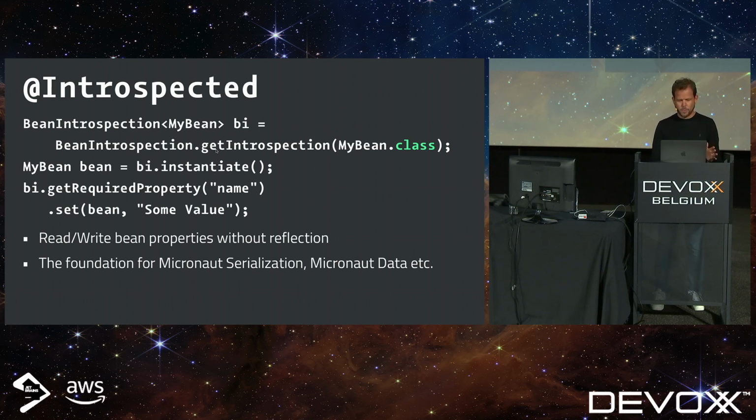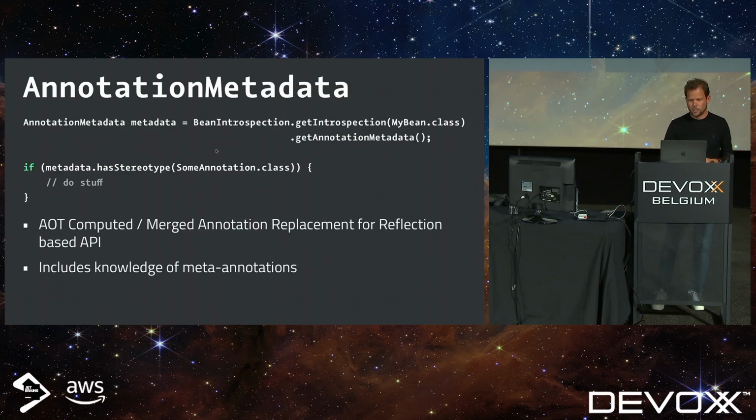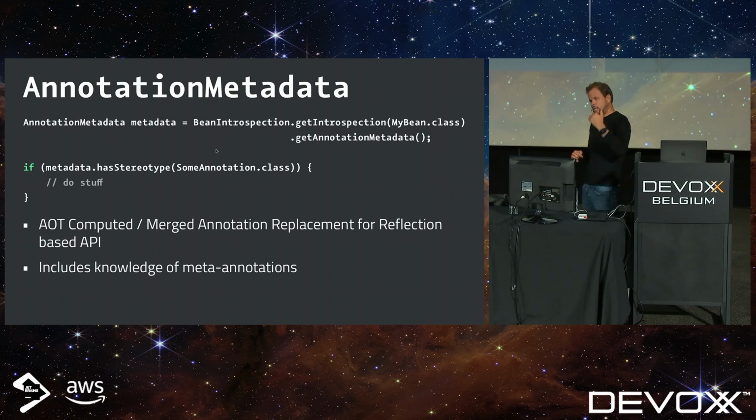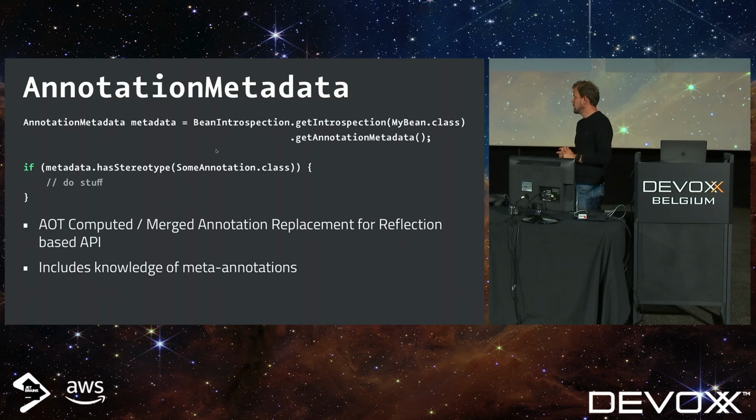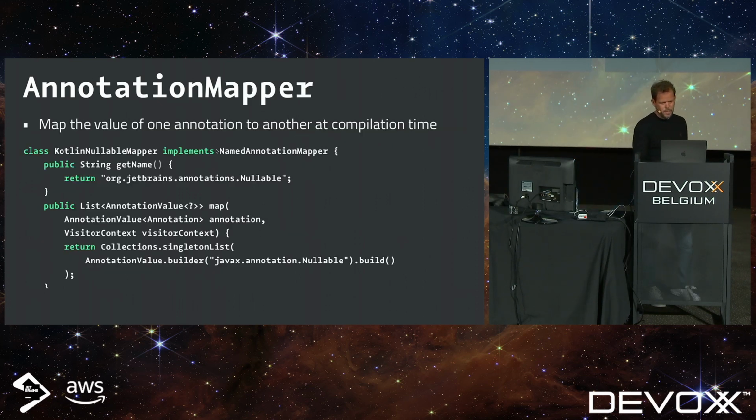So it lets you read and write properties. And like I said, they are foundational for the framework. It computes all the annotation information, and we compute things like the stereotypes. Like I said, is this method annotated with an annotation, or is it meta-annotated with an annotation? That's what we call a stereotype. So if an annotation is not directly present on the particular method, but it's meta-present, right? And it's a merged, compilation-time computed replacement for the reflection API, and includes knowledge of all the meta annotations.